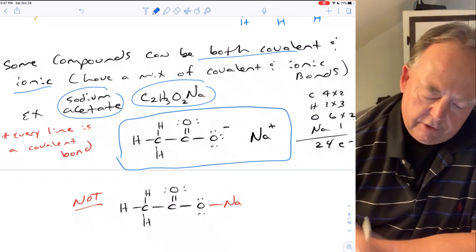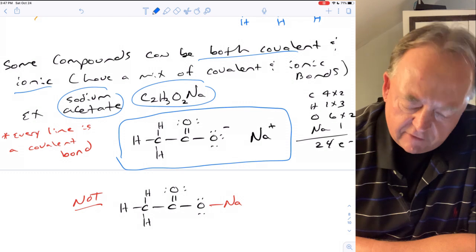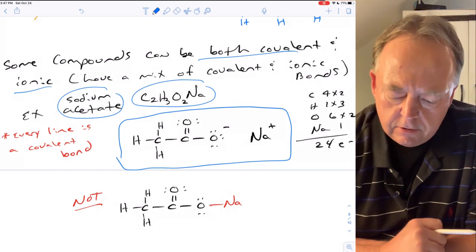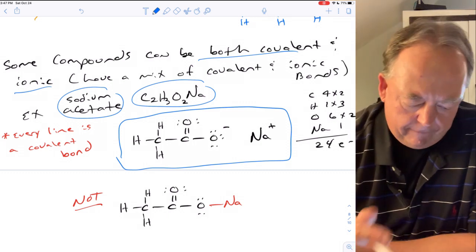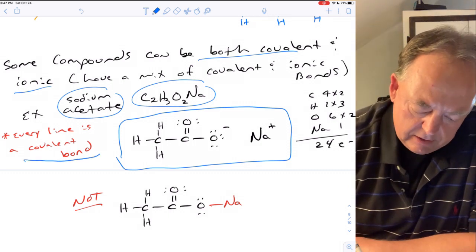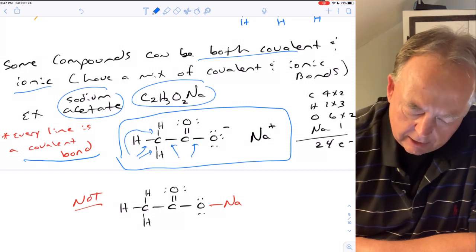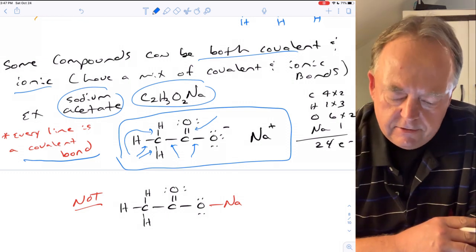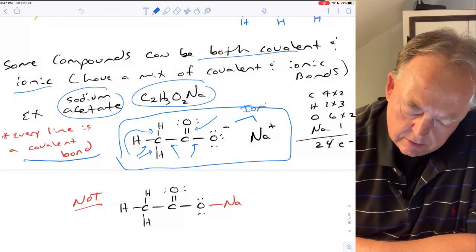So this is a good Lewis structure, right? Each carbon's got 4 bonds. So a double bond, we'll talk about a double bond in the next lecture. But this has covalent and ionic bonds, right? Every single line, line, line, line, line, those are all covalent bonds. But this would be an ionic bond, right?